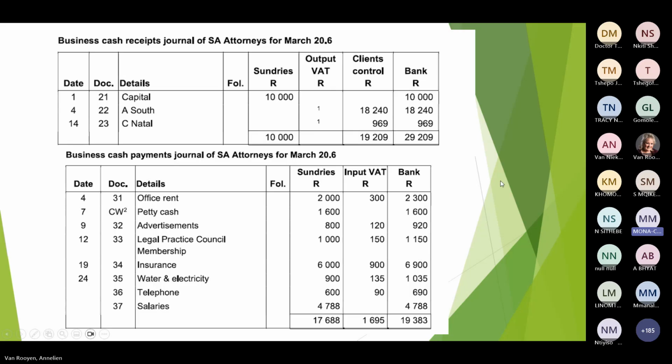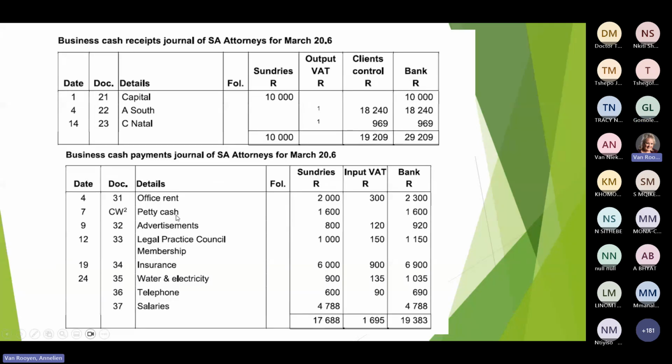Whereas in the receipts journal, you have to record it either in the client control because that's your normal business or the sundries account. You will have many of these in a month, money that you receive from your clients. So you will have plenty of transactions here, and then you can just add them up as one and do the credit side for one amount.